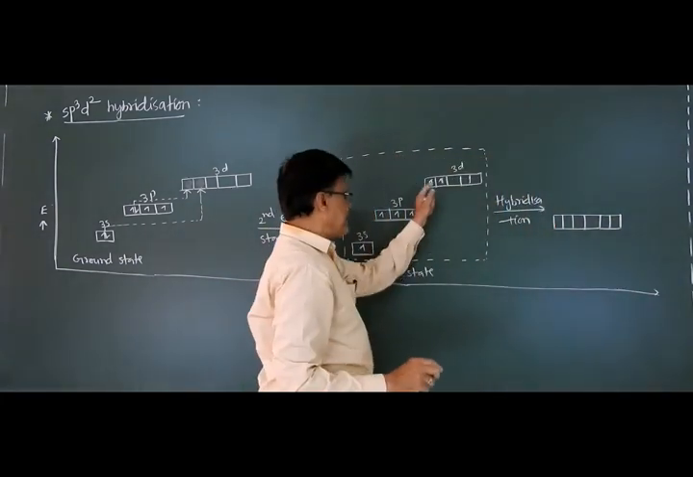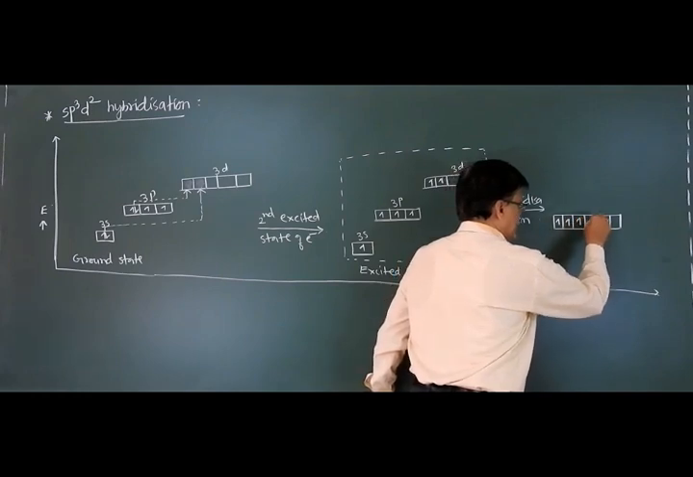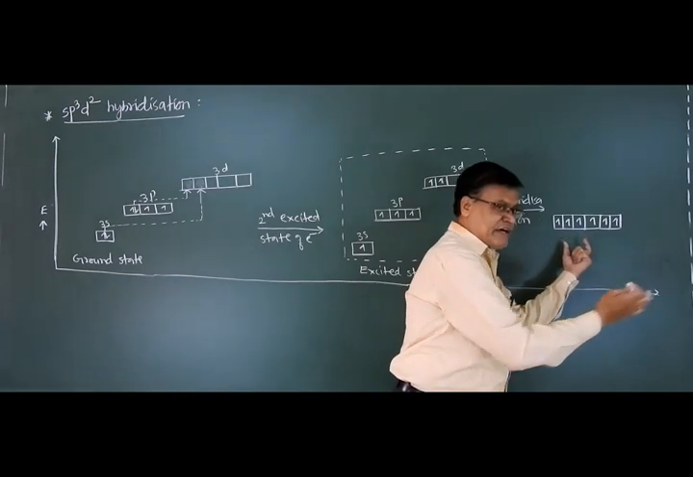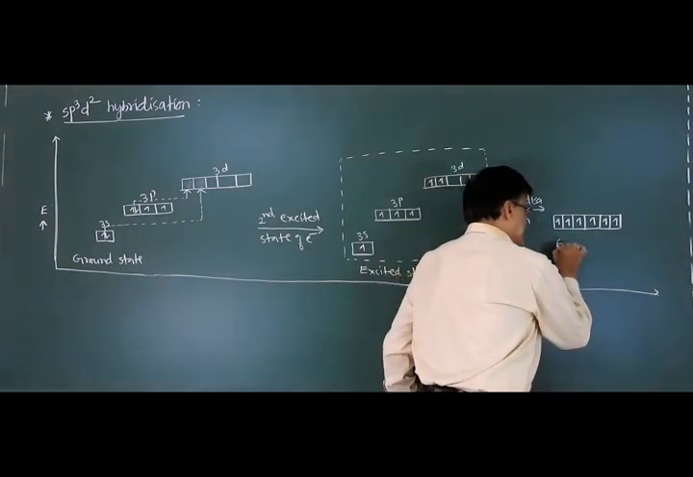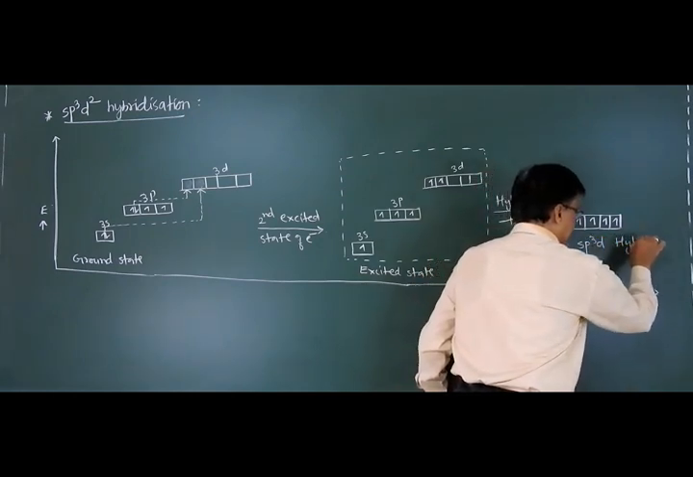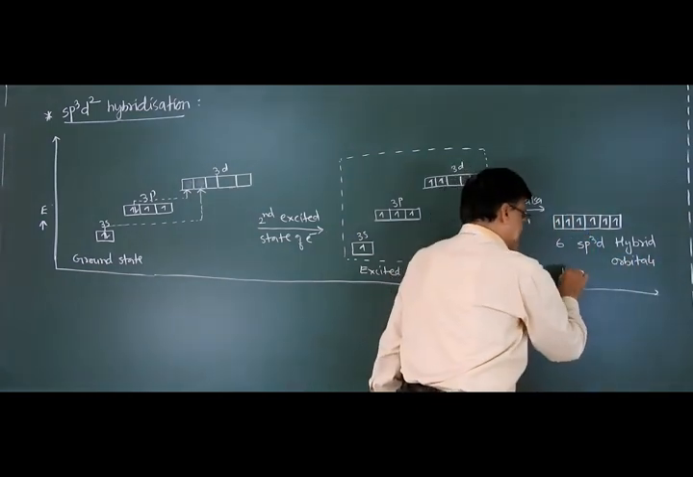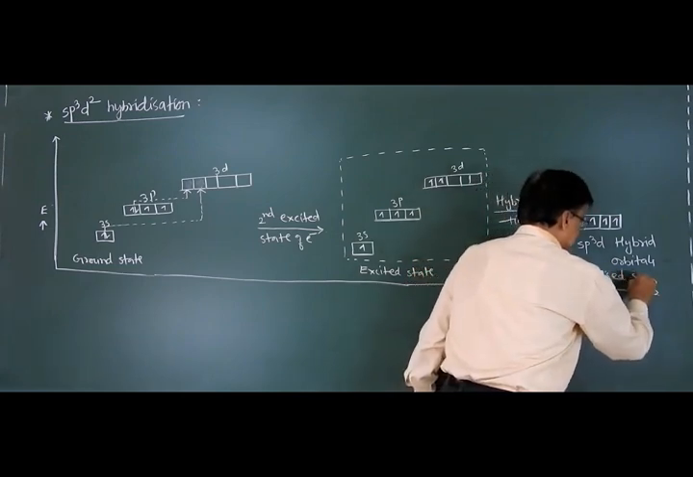All are having 1 electron only. 1, 2, 3, 4, 5, 6. Right? I cannot say this is a d orbital, this is an s orbital, this is a p orbital. All are equal, meaning 6 sp3d2 hybrid orbitals. This is a hybridized state.